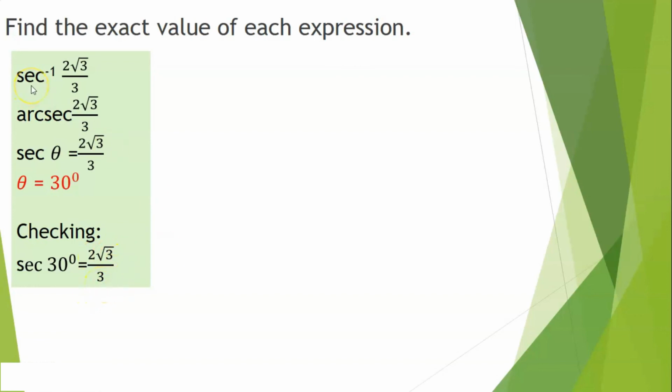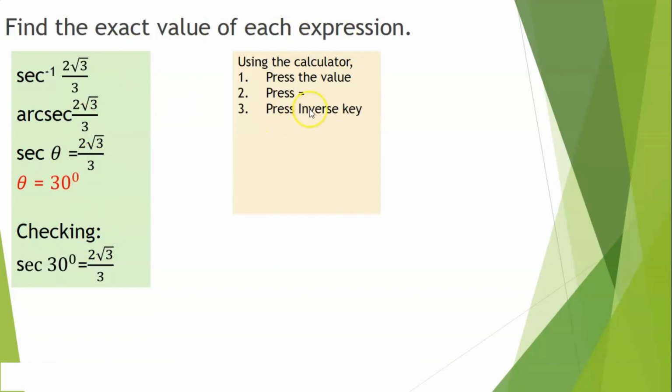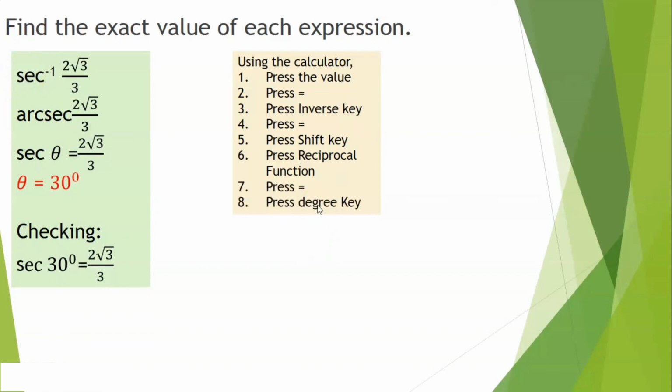Now take note, secant is a secondary function. With this, you cannot find this in your calculators. So how to solve this using the calculators? Press the value, press equals, you press the inverse key, you press equals, then press shift key, then press the reciprocal function. So in this case, the reciprocal function of secant is cosine, then press equals, then press degree key.